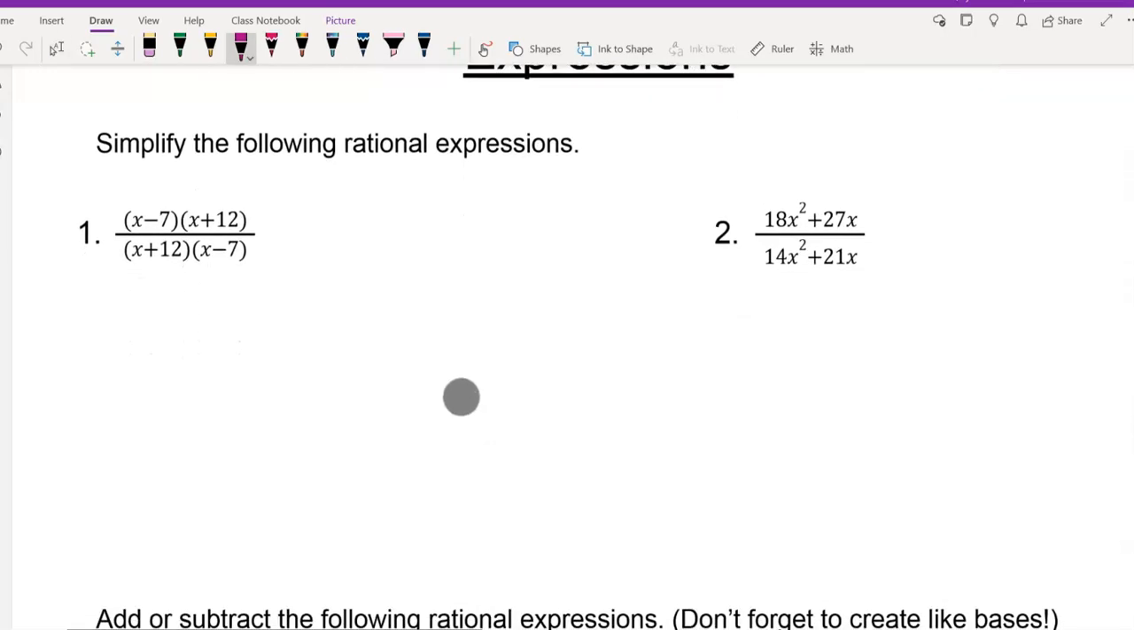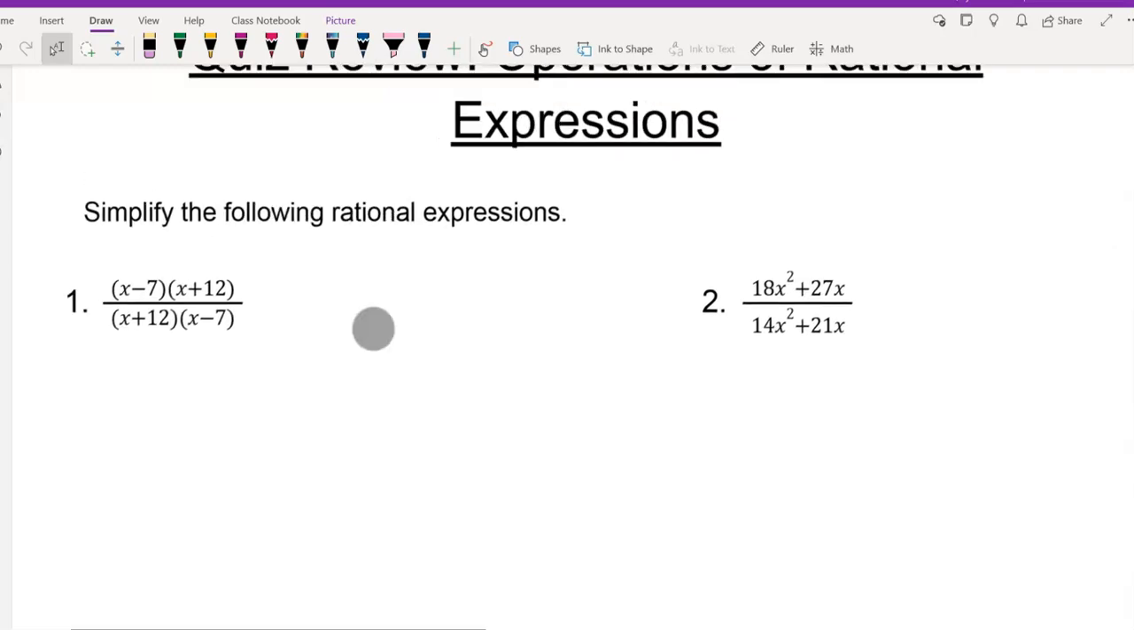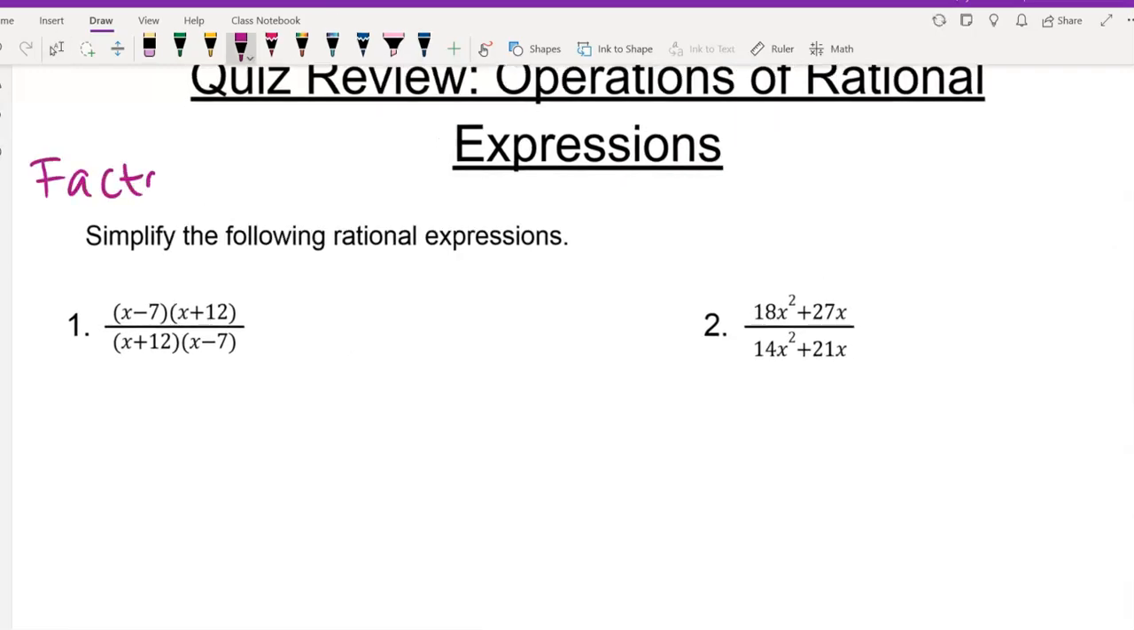The first two are just simplifying. So this first question here, I know this is in factored form because factored form is typically written as, well, typically it has parentheses. Sometimes it doesn't, but it's usually x plus or minus a number with just x and just a number. That tells me it has already been factored. So since it's already been factored, we can go ahead and start canceling the x minus 7 and x minus 7, and also the x plus 12 and x plus 12.